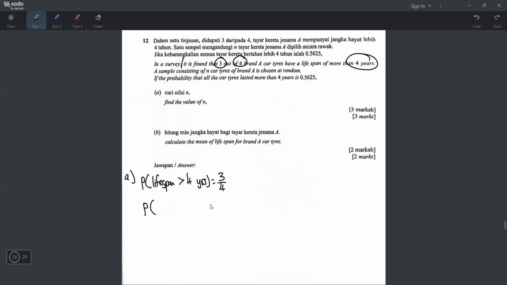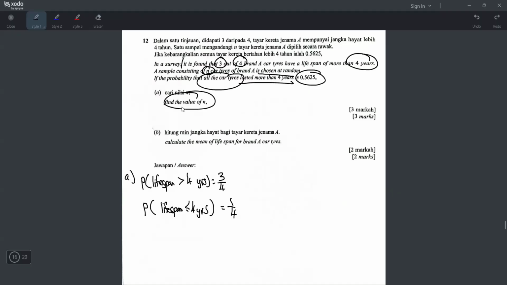So what is the probability of lifespan not more than 4 years? Not more than 4 years will be 1 over 4, because total probability is always 1. So if they give you one probability, you can always find the other probability. Now they say a sample consisting of n car tires, brand A, is chosen. If the probability of all the car tires lasting more than 4 years is 0.5625, find the value of n.